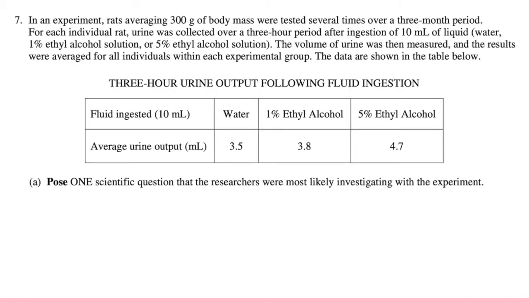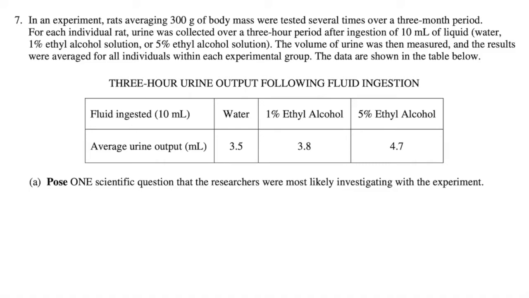Part 7. In an experiment, rats averaging 300 grams of body mass were tested several times over a 3-month period. For each individual rat, urine was collected over a 3-hour period after ingestion of 10 milliliters of liquid, whether it be water, 1% ethyl alcohol solution, or 5% ethyl alcohol solution. The volume of urine was then measured, and the results were averaged for all individuals within each experimental group. The data are shown in the table below.